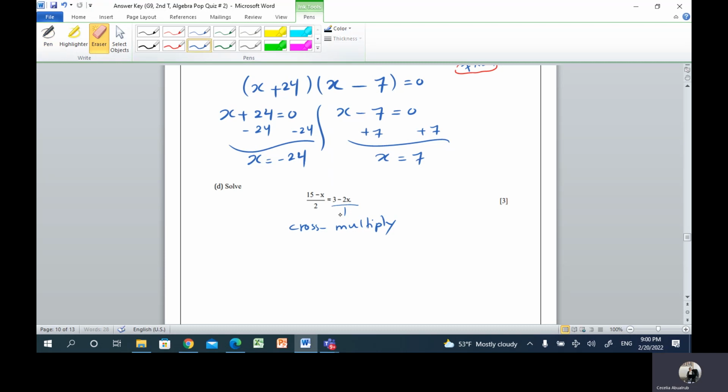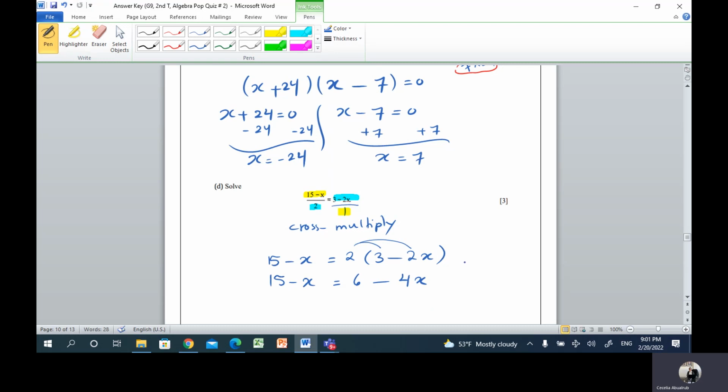Let's start with 1 times 15 minus x. Anything times 1 remains as is, and then 2 times 3 minus 2x. So the denominator on the right side times the numerator on the left side, and the denominator on the left side times the numerator on the right side. Here it will be 15 minus x, and you're going to expand 2 times 3 and 2 times negative 2x. 2 times 3 is 6. 2 times negative 2x is negative 4x.